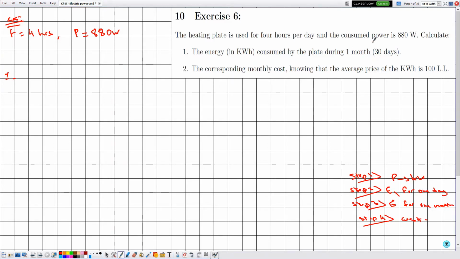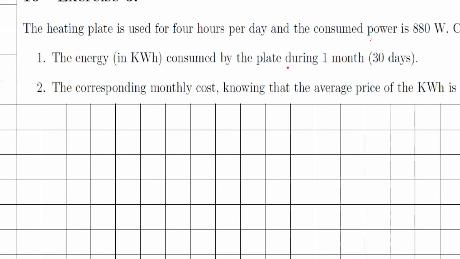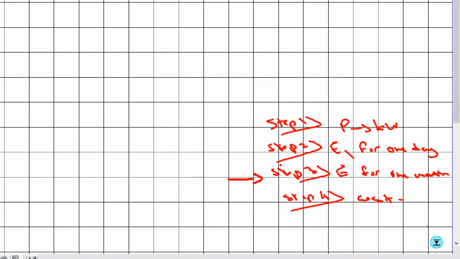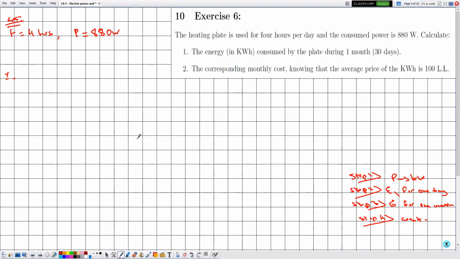So they are asking me about the energy consumed by the plate during 1 month. Then they are asking me directly about step number 3. So we need to do step number 1 and step number 2 before proceeding to step number 3. So P is equal to 880 watts. We need to convert this to kilowatts. So 880 divided by 1000. So this is equal to 0.88 kilowatts.